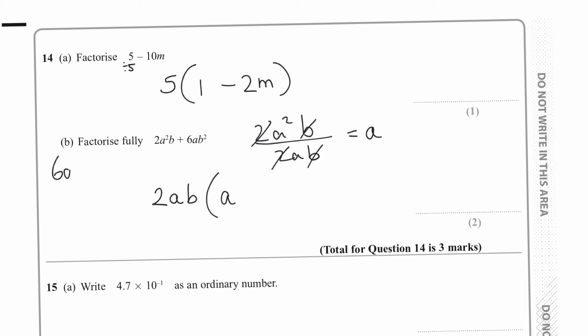And then the 6ab squared divided by 2ab, so 6 divided by 2 is 3. a divided by a cancels out, and then b squared divided by b is b. So that would be plus 3b.